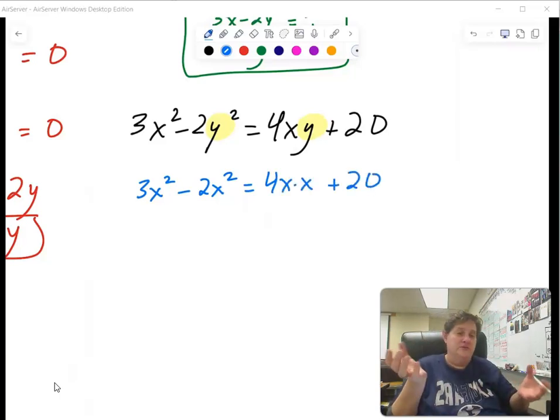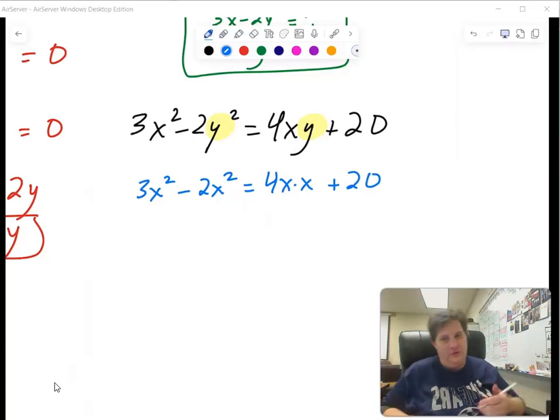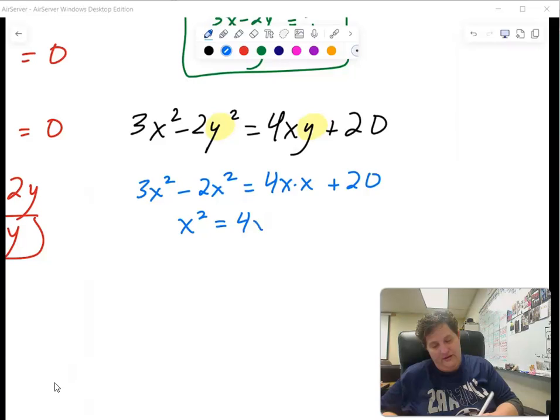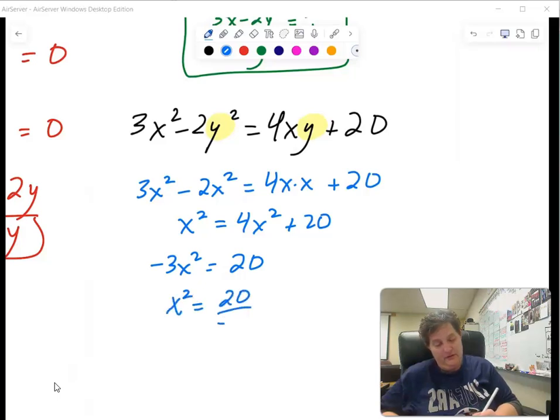You could have also done this with y and replaced all the x's with y's. All right, 3x squared minus 2x squared is x squared equals 4x squared plus 20. If I subtract that over, negative 3x squared is 20. This is getting a little weird. This is like not working. X squared equals 20 over negative 3.